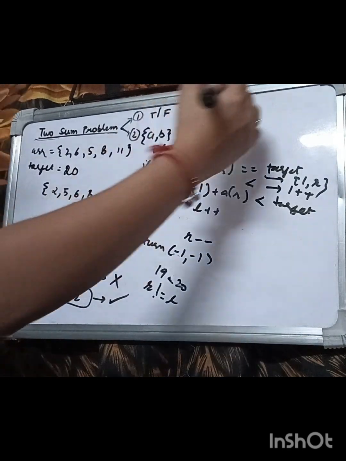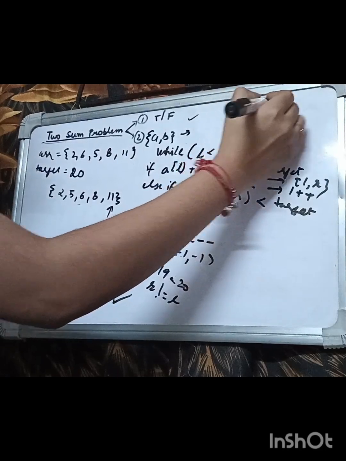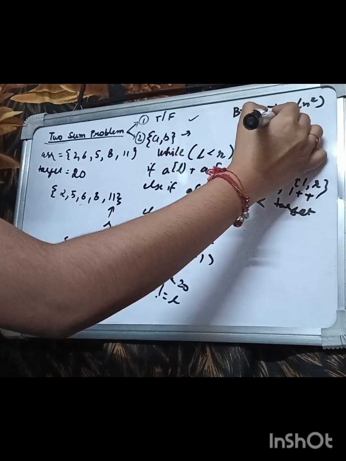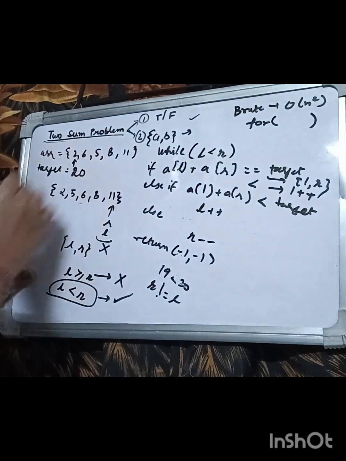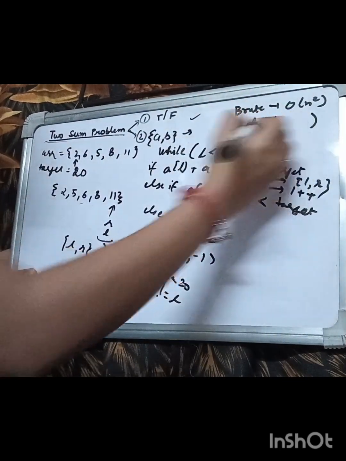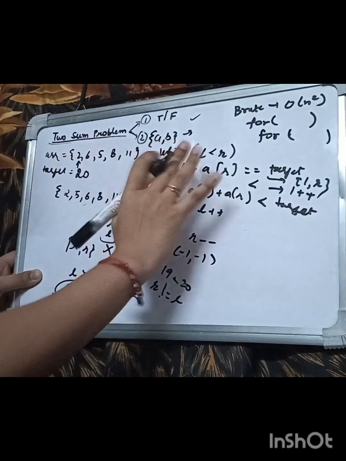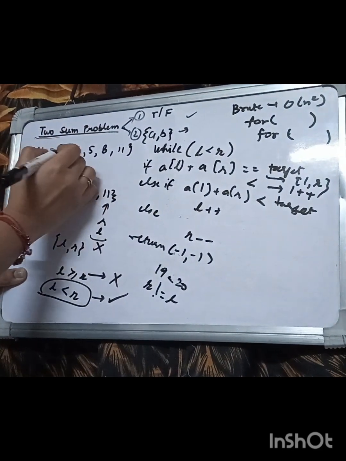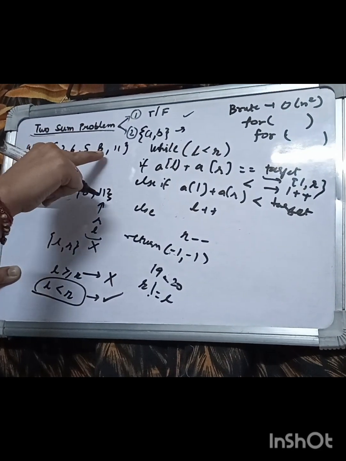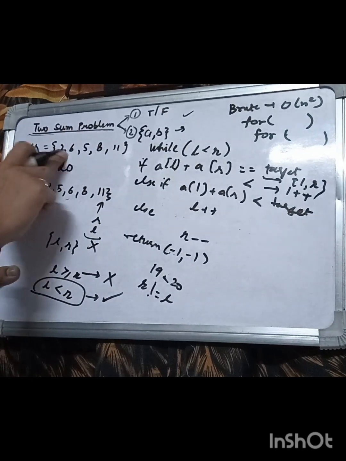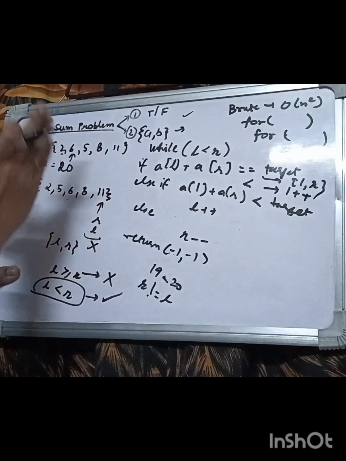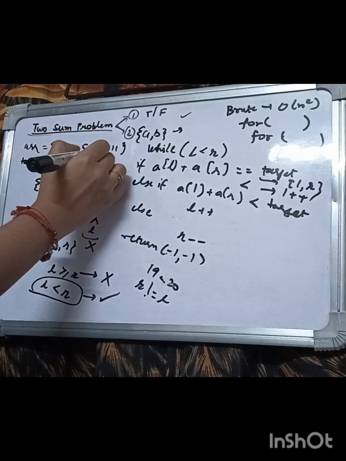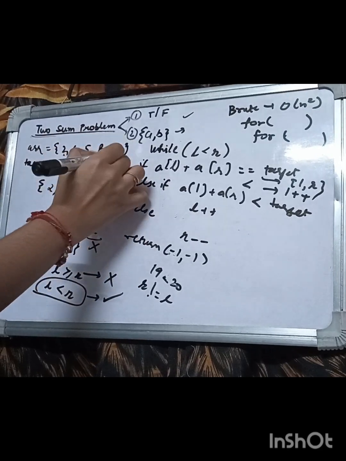In the brute force, what we are doing? We have O of n square. For the outer loop, we are taking every element one by one. And in the inner loop, I am checking every other element which is just after that element. For 2, I am checking 6, 5, 8, then 11. For 6, I am checking 5, 8, 11. For 5, I am checking 8, 11. For 8, I am checking 11. For 11, I am not checking anyone.